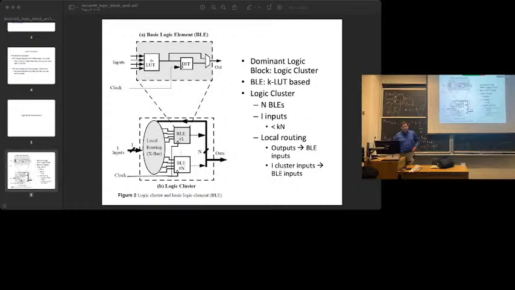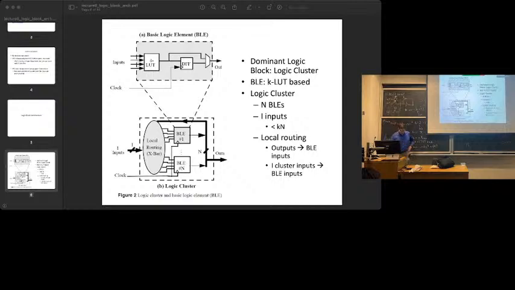Some FPGAs, most commercial FPGAs, will let you take both out, both the combinational and the registered signal. But this is the dominant style of logic element, a lookup table plus a flip-flop. And we'll look at a few variants on that. But what we just did here was a very fine-grained logic block, a single lookup table. So the dominant logic block is bigger than that.